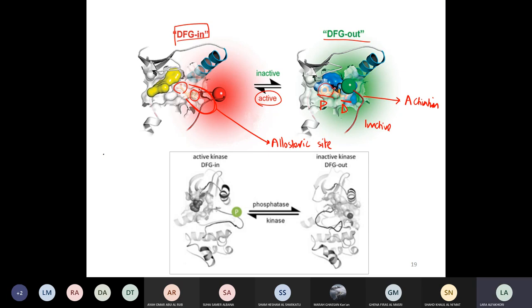In the case of the inactive conformation, the phenylalanine is away from this allosteric site. It's not closing that allosteric site, which would allow drugs that have allosteric segments in them to go into that allosteric site. We will talk about it in great detail, but let's see the other crystal structures. If it's a bit unclear now, don't worry about it. Hopefully you will be able to comprehend it later.